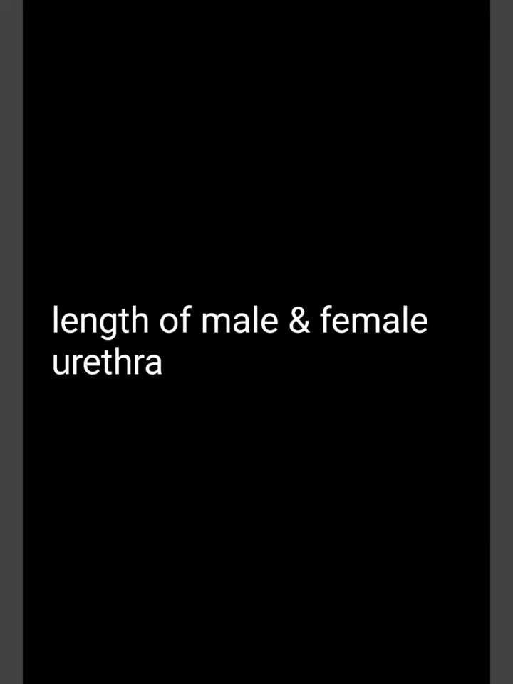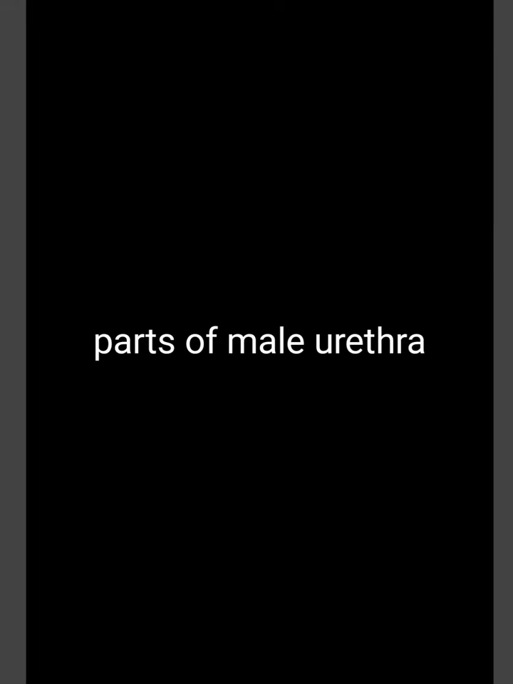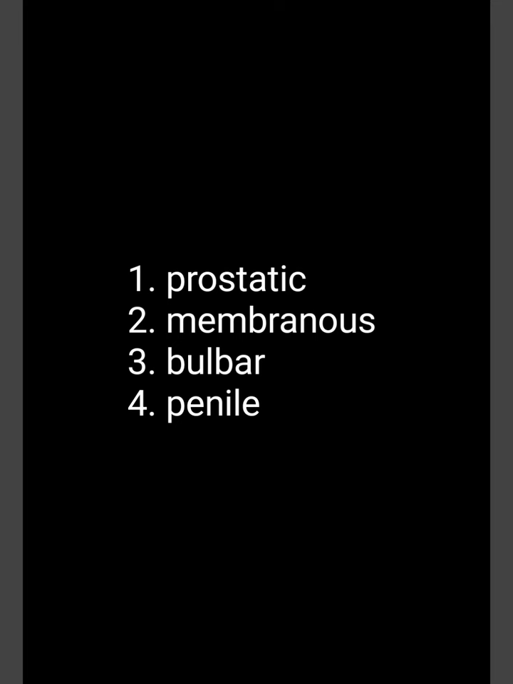Length of male and female urethra. Male 18 to 21 cm. Female 3 to 4 cm. Parts of male urethra: 1. Prostatic. 2. Membranous. 3. Bulbar.